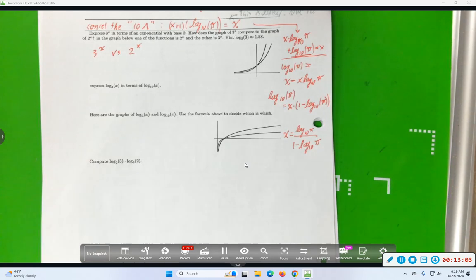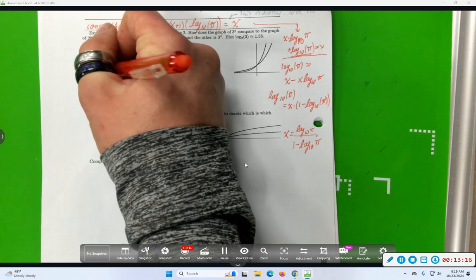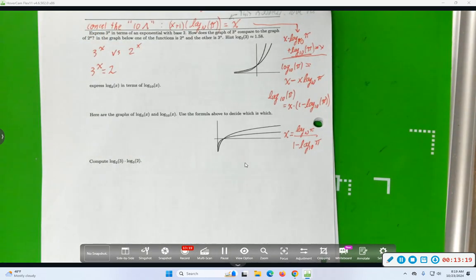So of these two graphs, one of them is 3 to the x and one of them is 2 to the x. And to figure out which is which, let's try to put everything in terms of the same base. So let's rewrite this 3 to the x with a base of 2. So by the change of base formula, that 3 to the x is the same as 2 to the what power? So the a, I guess, is like the 3. 2 is the base I want. So I'll get 2 raised to the x multiplied by log base 2 of 3.